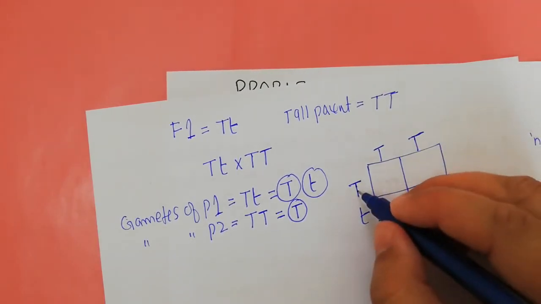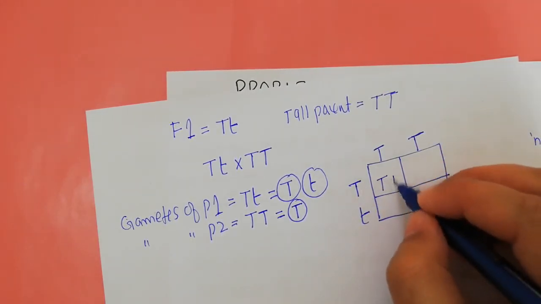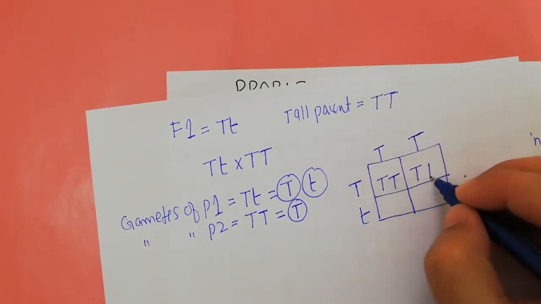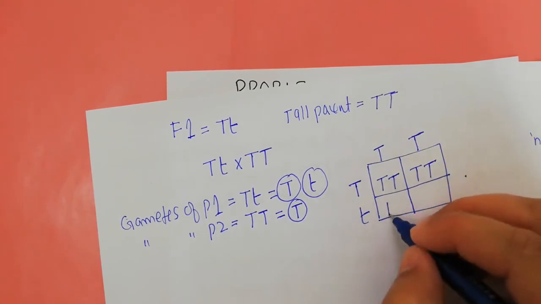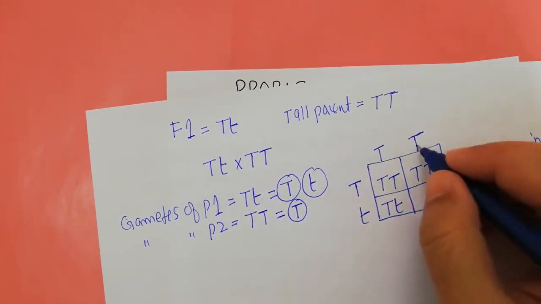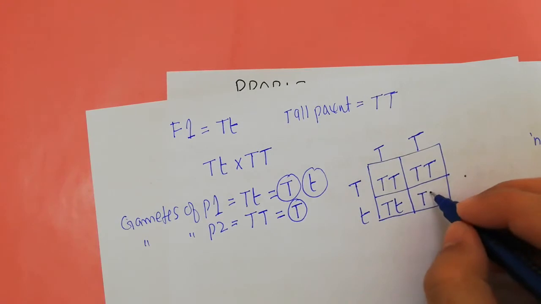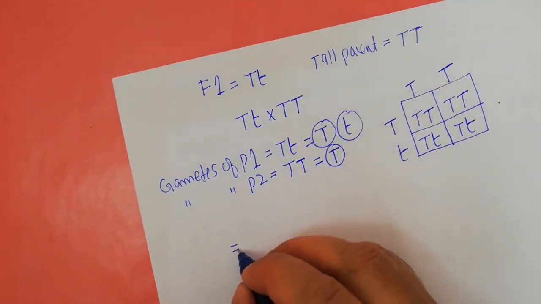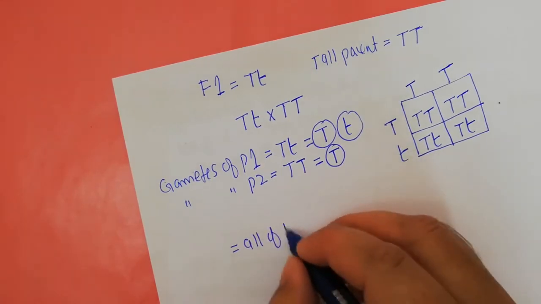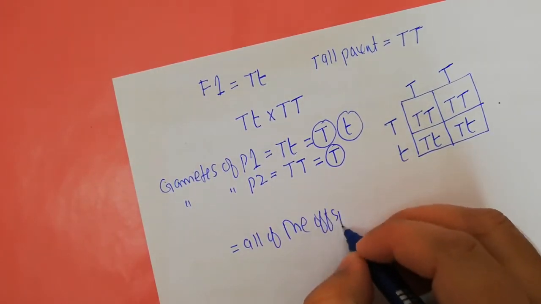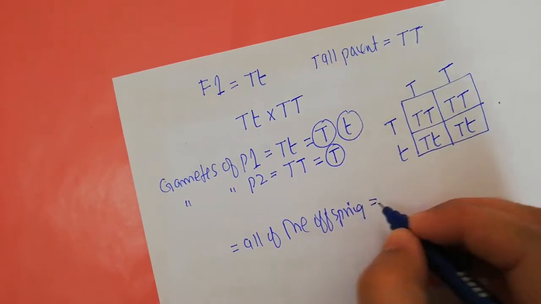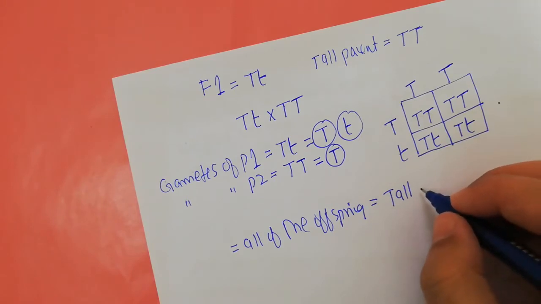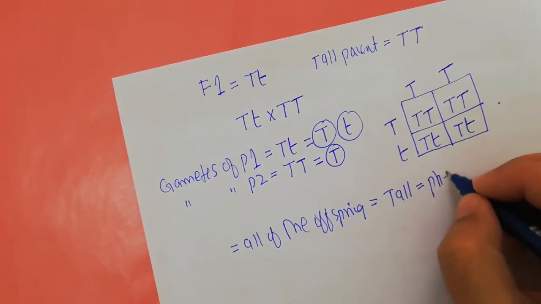So if you cross them, this gamete can combine with this gamete, giving you a capital T and a capital T. This can combine with this one, giving you a capital T and a capital T. This can combine with this one, the capital T and the small t. This can combine with this one, giving you a capital T and a small t. So if you look at this, all of the offspring will have a tall phenotype. All of them, their phenotype will be tall.